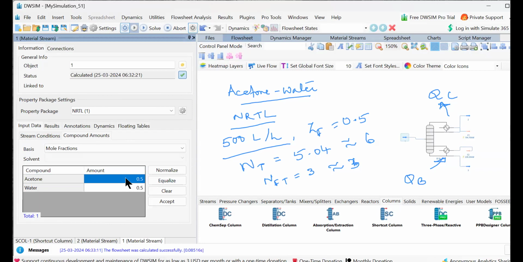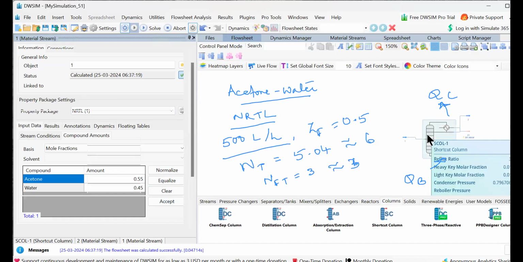Now, if I go to acetone and say it is 0.55, obviously water should be 0.45. Now I normalize and then again try to solve the total problem. See, it is again not taking, so it is not accepted thoroughly. You should actually press accept here also, 0.55. Yeah, so now it is accepted.